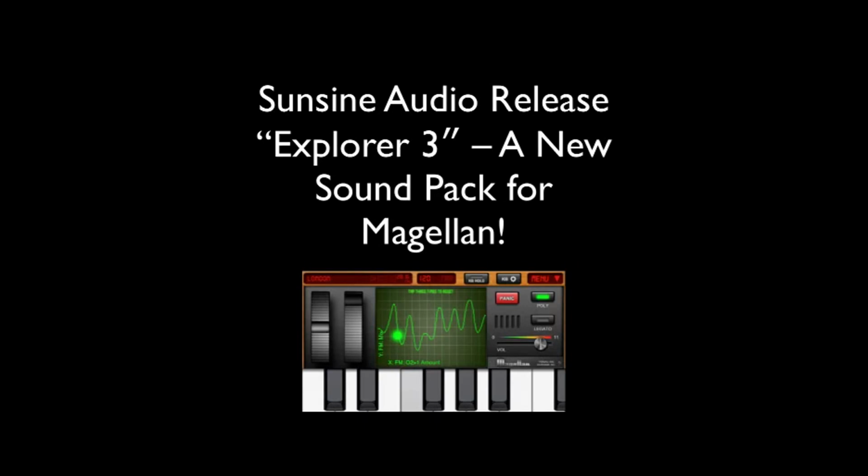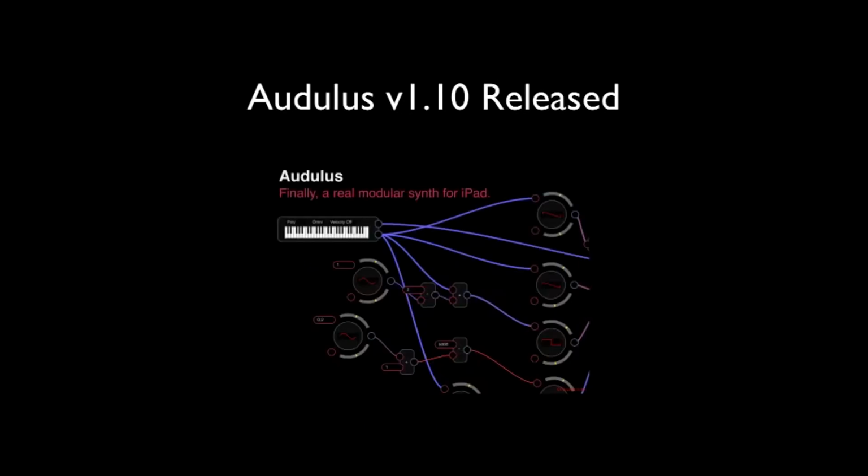Also, Sunzine Audio have released Explorer 3, a new set of 64 presets for Magellan, compatible with both iPad and iPhone versions. The bank utilizes full XY pad and mod wheel support for all presets, enabling easy and interesting variation in sound and texture. It includes a selection of basses, leads, pads, keys, and arpeggiation sequences.